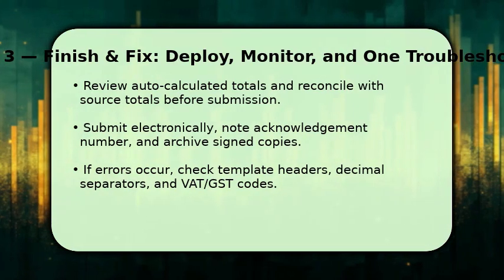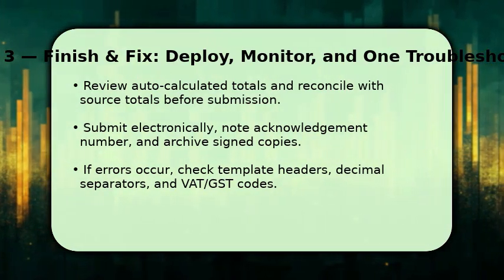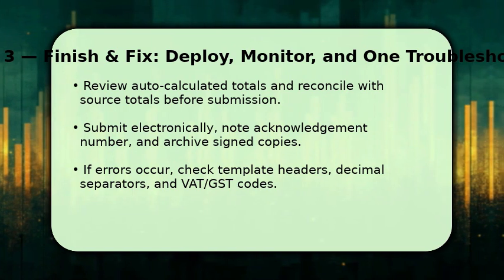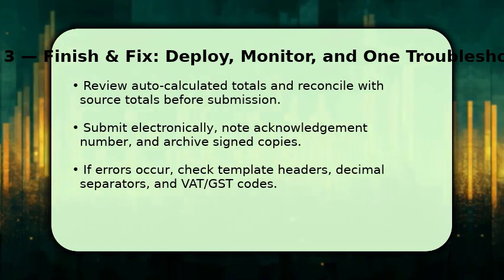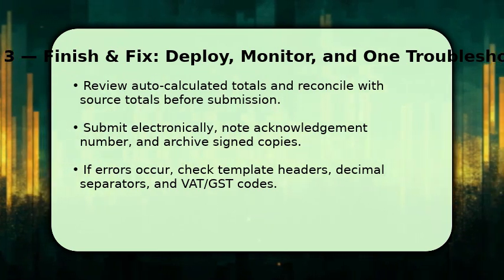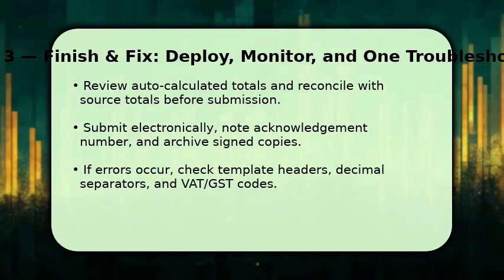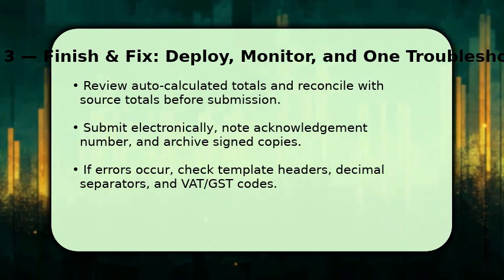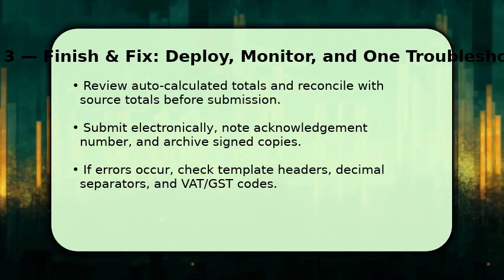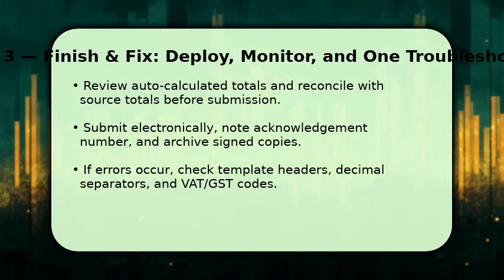This prevents downstream notices. Then submit the upload and download the acknowledgement, record the reference number, and archive a signed PDF for your records. If the system rejects the file, check common issues: header mismatches, comma versus dot decimal separators, currency codes, or missing VAT/GST classifications. Reapply corrections and re-upload.